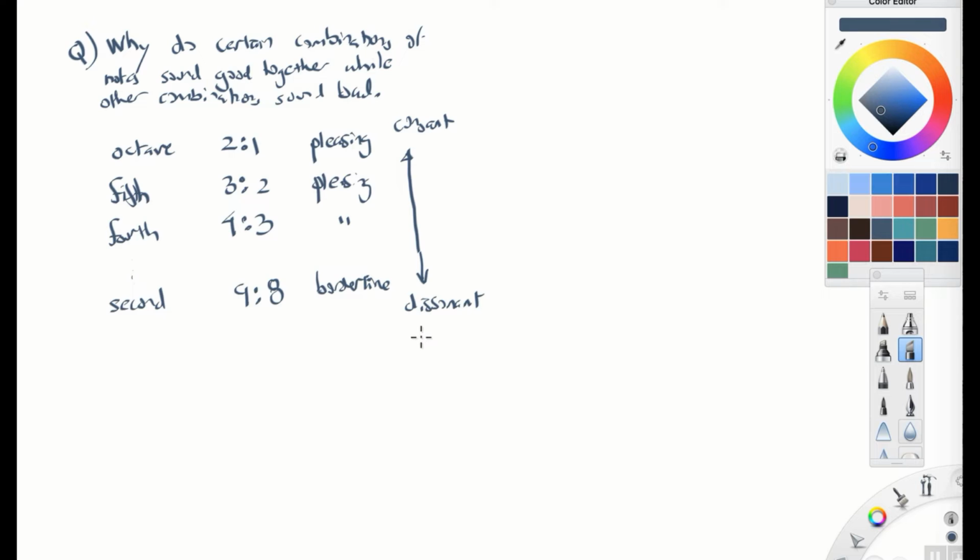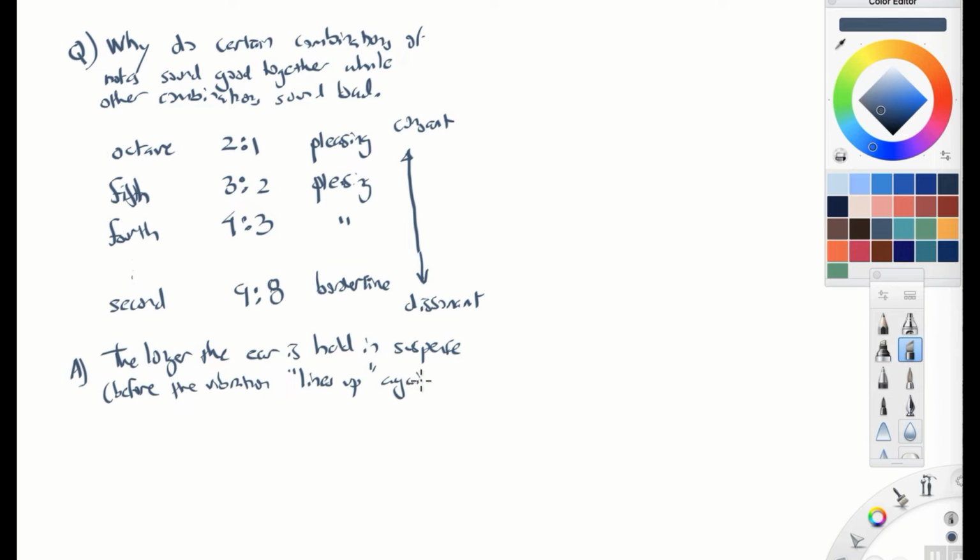Because he says somehow when your ear can detect a pattern between the vibrations produced by one string in the air and the vibrations produced by the other string in the air, your ear detects that pattern and finds some kind of pleasure in it. And the longer that your ear is held in suspense until the vibrations line up again, so to speak, the more dissonant the interval. Okay, so he says that, I'll write that down, the longer the ear is held in suspense before the vibrations line up again, I'll say more about this in a moment, the more dissonant the note.